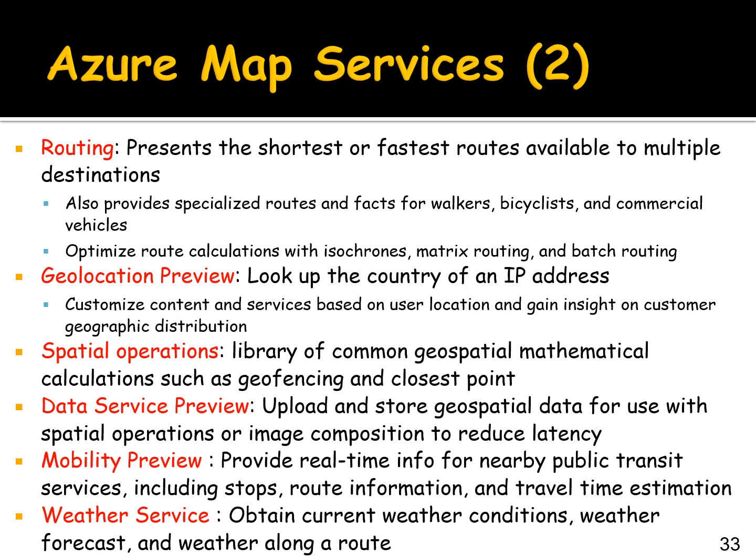Another Azure Map service is routing. It presents the shortest or fastest route available to destinations, and provides specialized routes and facts for walkers, bicyclists, and commercial vehicles. It optimizes the route calculations with isochrones, which provide the route range, and matrix routing and batch routing, which provide the route optimization.